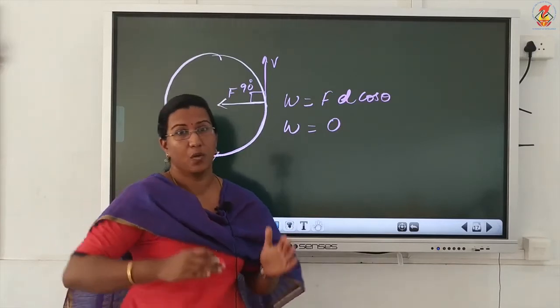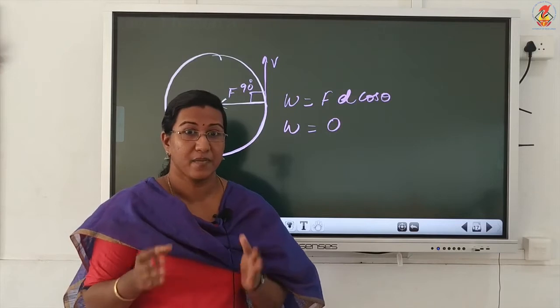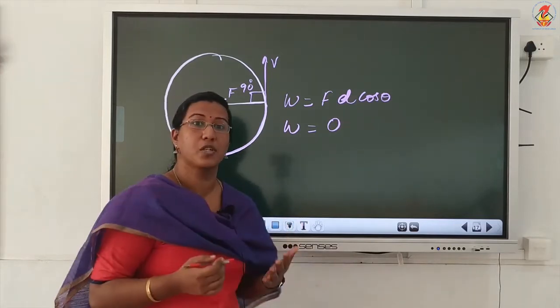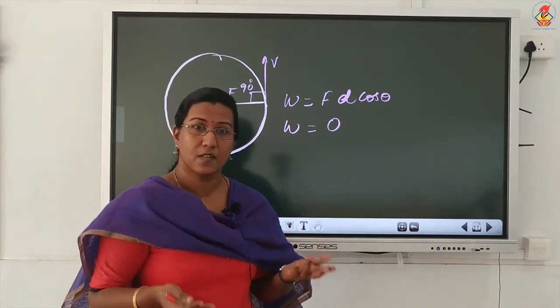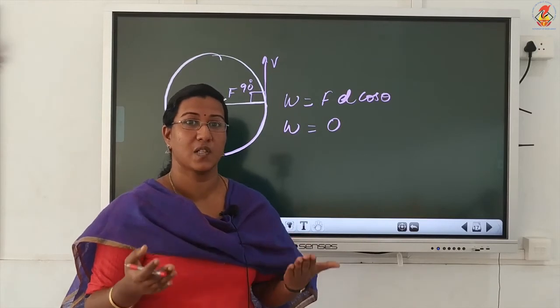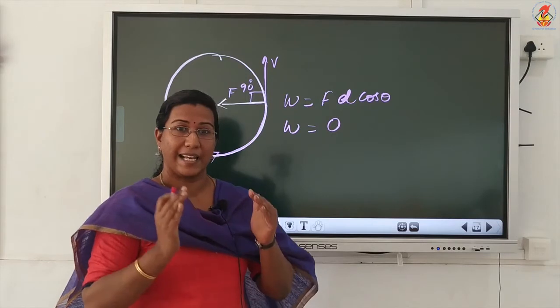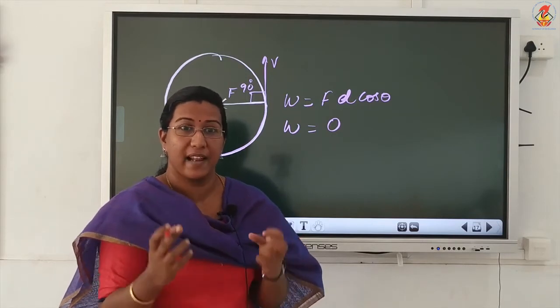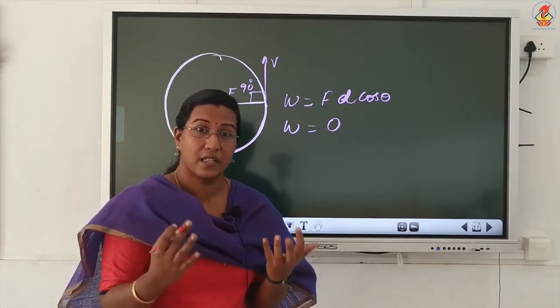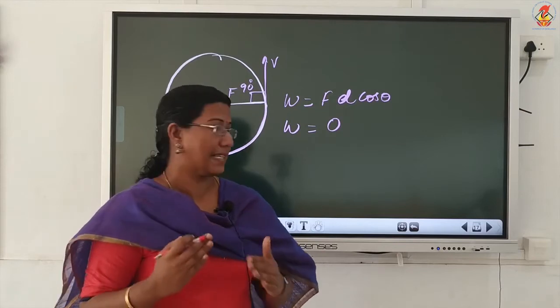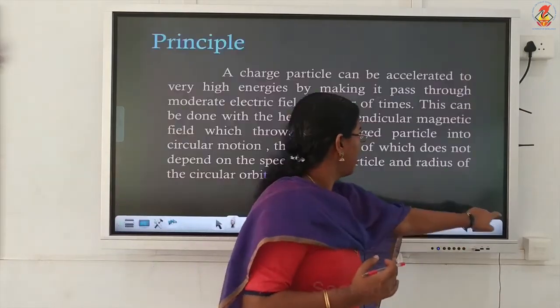And according to work energy theorem, change in kinetic energy is equal to work done. Here work done is 0. So, definitely the change in kinetic energy is also equal to 0. So, with the help of a combined electric and magnetic field, we accelerate a charged particle, and this is the principle of a cyclotron.